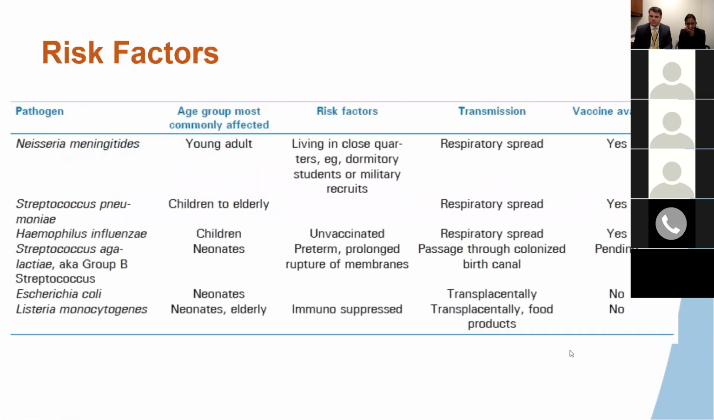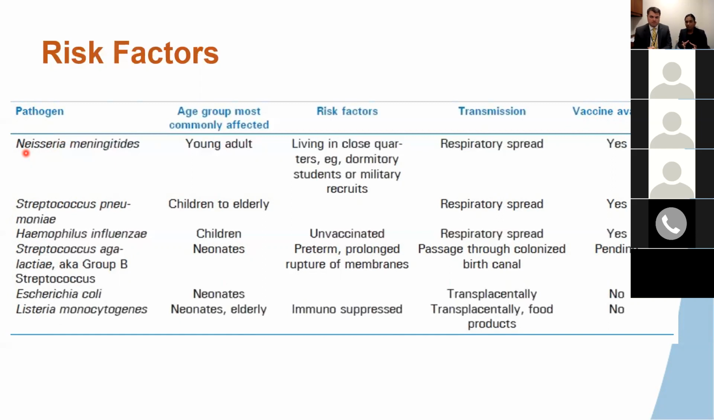So this is a really nice slide kind of showing us what are the bacteria we have vaccinations for, and what are the bacteria that cause common meningitis-like symptoms. So if you think about Neisseria meningitidis, when you get Neisseria meningitis, it's pretty bad. We are going to get into it a little bit later. You have severe meningitis-like symptoms, and usually the age group it targets is young adults. And we have a vaccine for Neisseria currently.